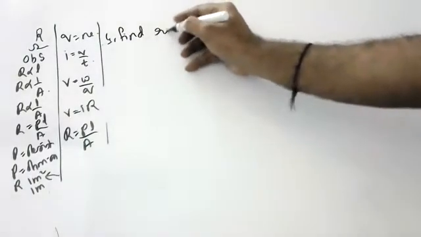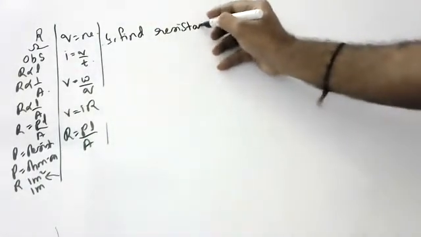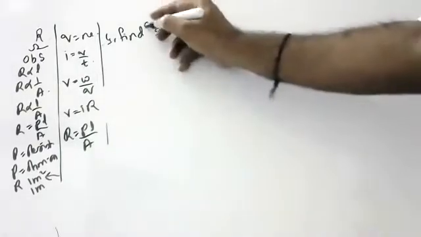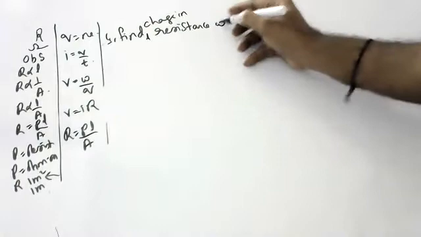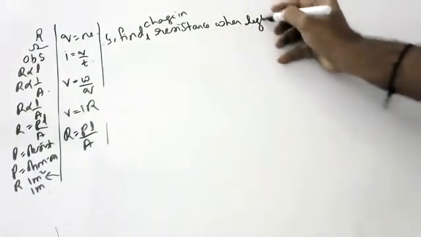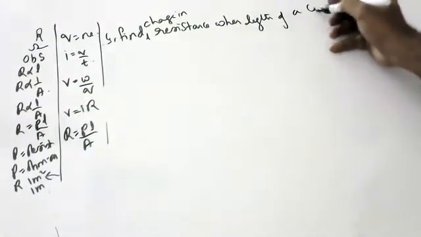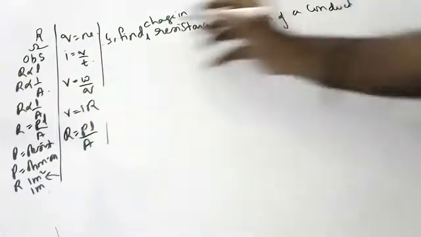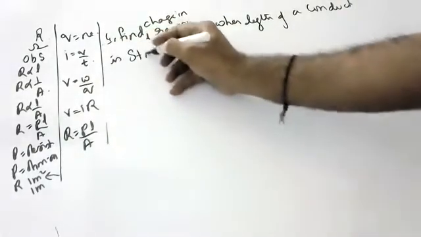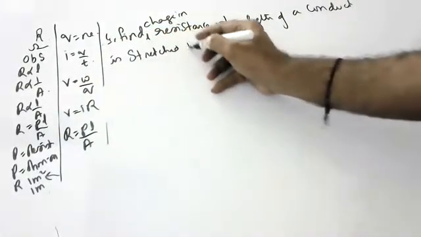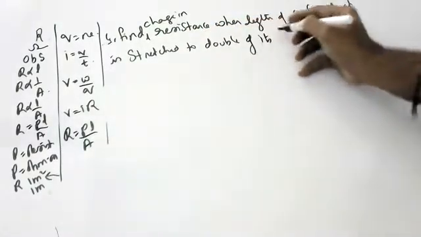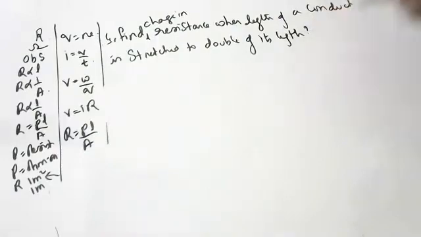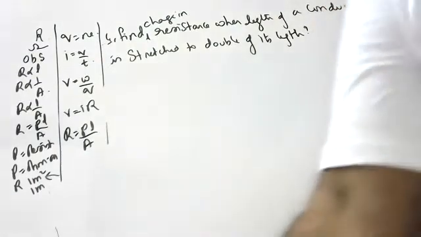Find the change in resistance when the length of a conductor is stretched to double of its length. The length of the conductor is stretched to double of its length.